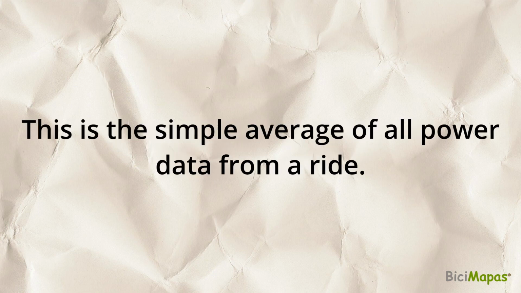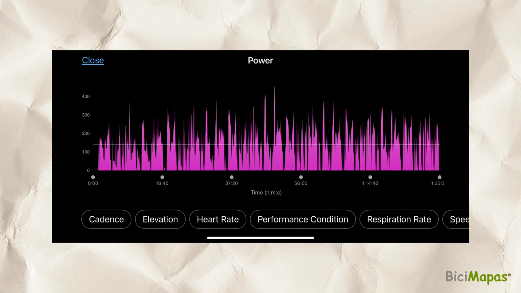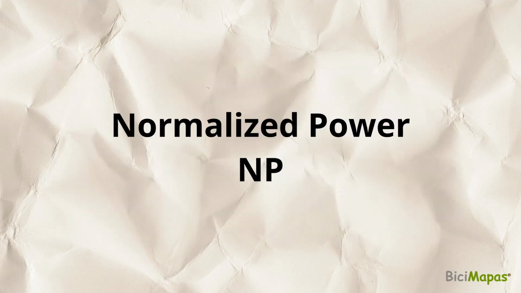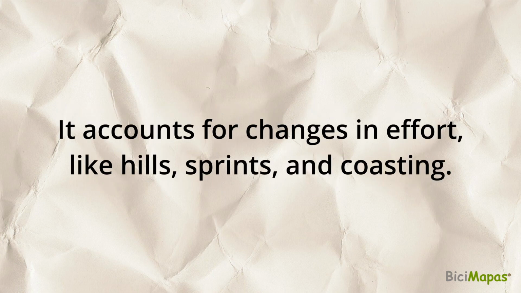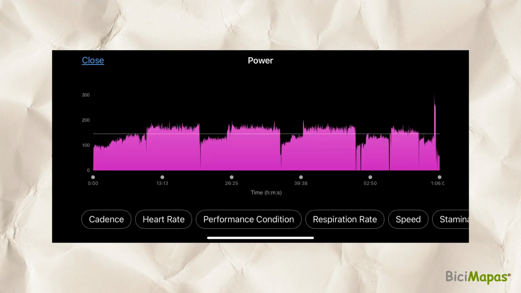Average power. This is the simple average of all power data from a ride. It doesn't consider variations, so it's not the best measure of effort. Normalized power, or NP. Normalized power gives a better estimate of how hard a ride felt compared to average power. It accounts for changes in effort, like hills, sprints, and coasting. Average power doesn't tell the whole story.